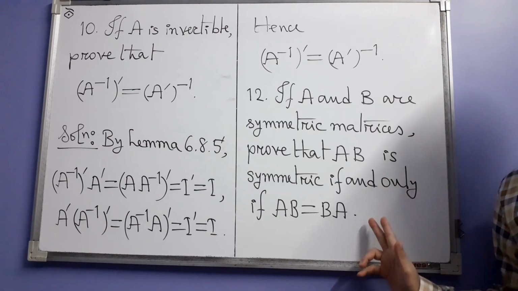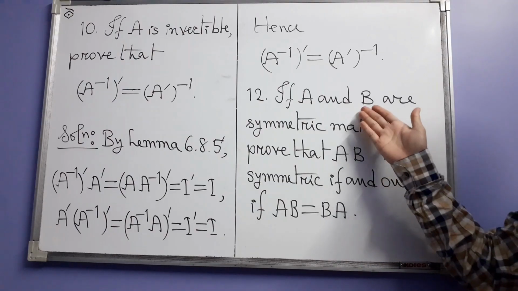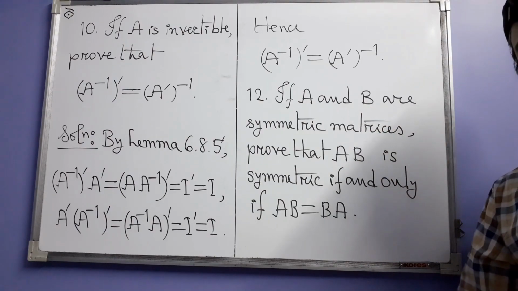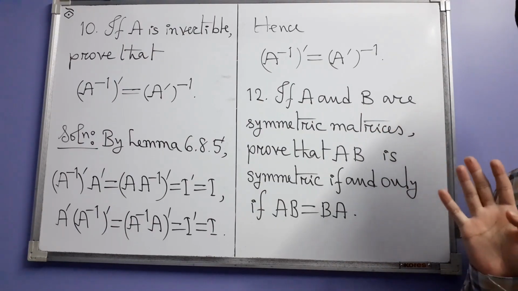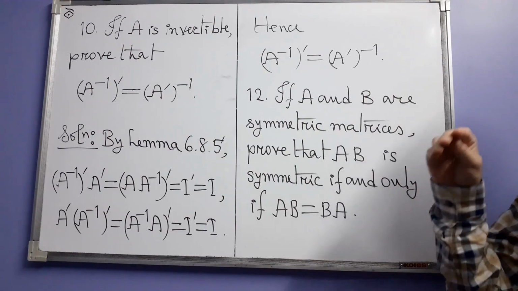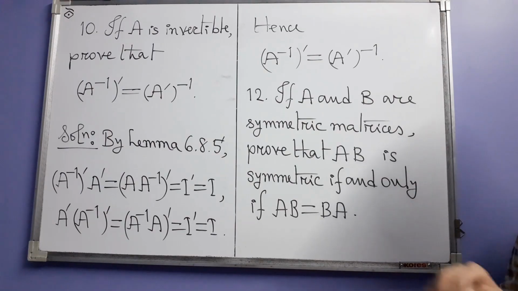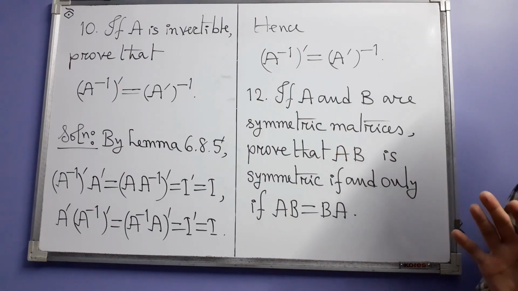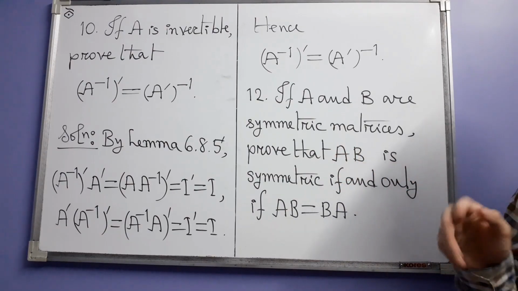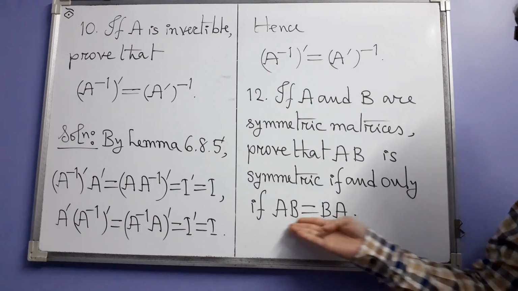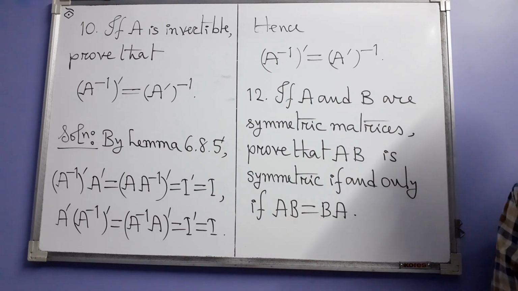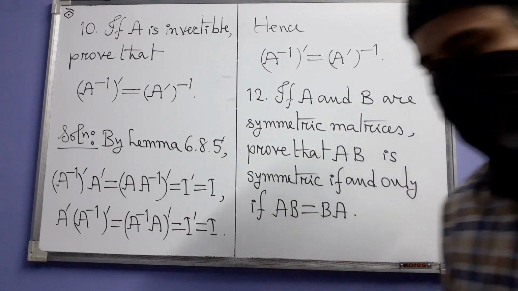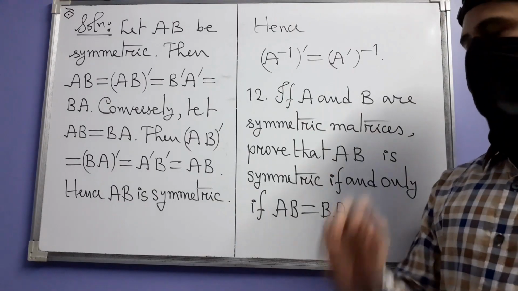Next we have 12. Here there are two square matrices A and B which are symmetric. That is given. Okay, that's not changing. A and B are already symmetric. Under this condition, we have to prove that their product AB is also symmetric if and only if A and B commute with each other. So let's see the solution. So this is the solution.